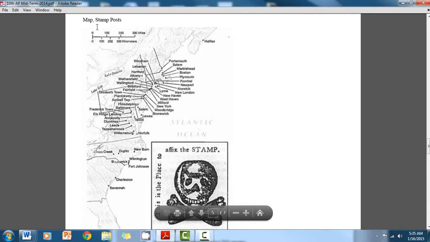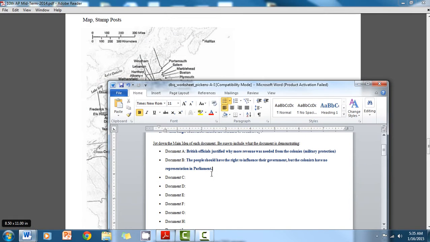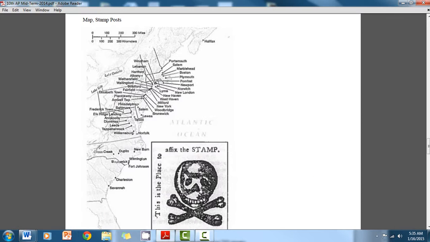And so here, this is a map of various different stamp posts. We see various different stamp posts all over the colonies. Here, this is the place to affix the stamp. An example of a main idea sentence here: the British levied a tax on all paper goods through the Stamp Act.